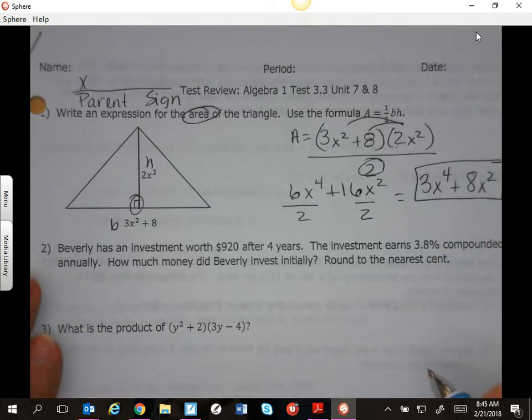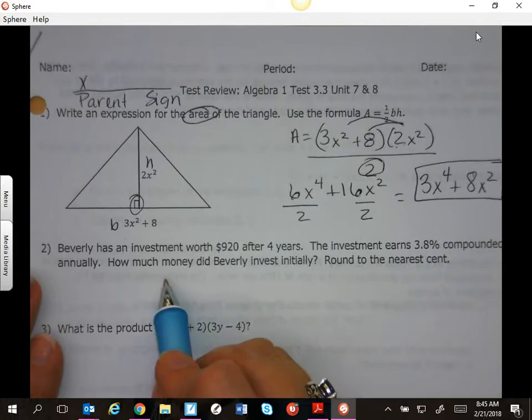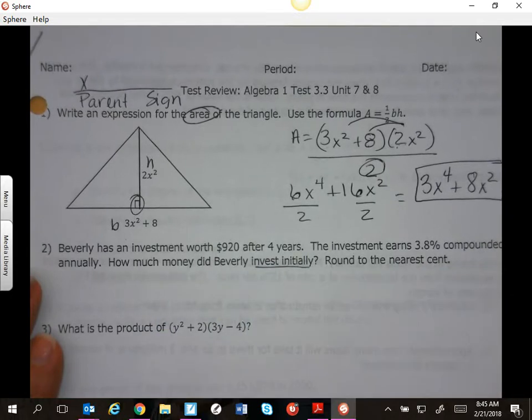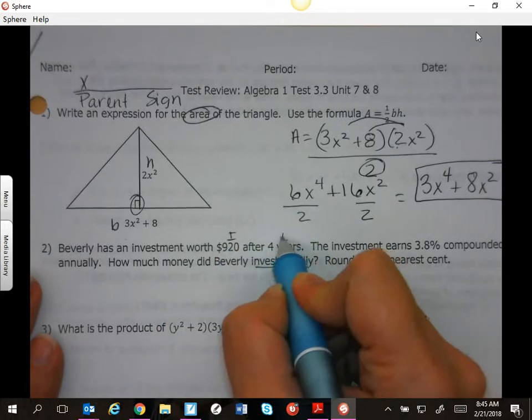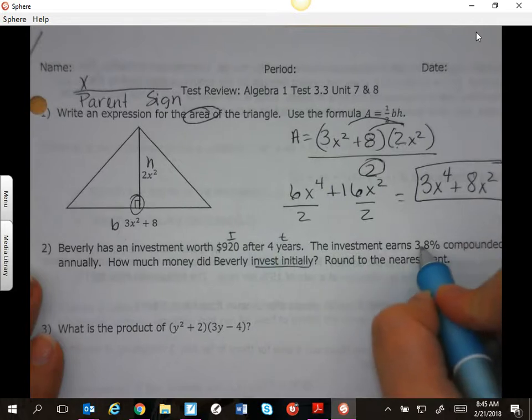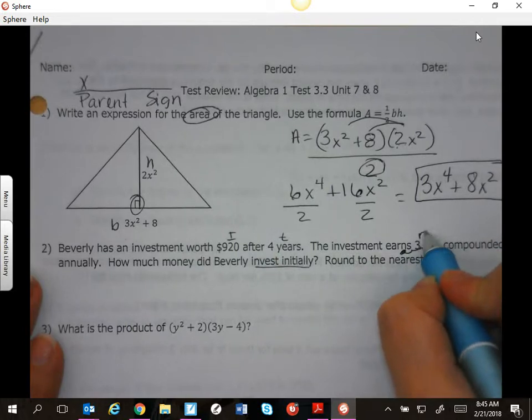Beverly has an investment worth $920 after 4 years. The investment earns 3.8% compounded annually. How much money did she invest initially? So you're going to have to plug in that formula. Where this is our interest, this is our time, which is already in years, which is good. We're going to have to make this a decimal for the rate.